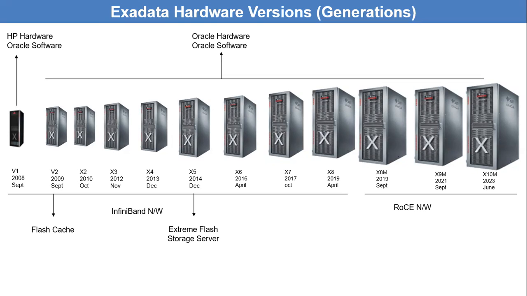Then in X5 version, Exadata introduced a new type of storage server called Extreme Flash Storage Server. Till X4 version, we had only one type of storage server named as high capacity storage server. High capacity storage server includes both the hard disk storage and the flash-based SSD storage. Data is stored on the hard disk storage. When it is accessed, it is cached in the flash storage inside a flash cache.